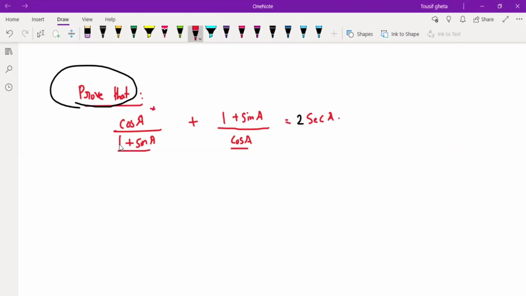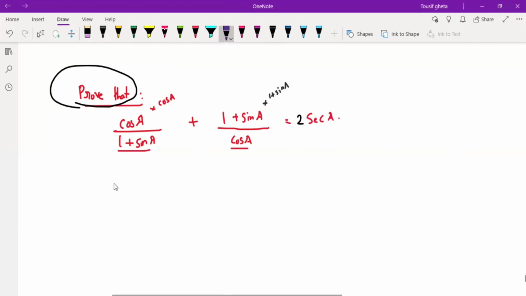The first term has 1 plus sin A, so what do we have to multiply it with? We have to multiply by cos A. Just for your better understanding, I am multiplying. Now the second term already has cos A in the denominator, so it doesn't have 1 plus sin A. So what do we have to multiply it with? 1 plus sin A. Okay, now let us multiply.